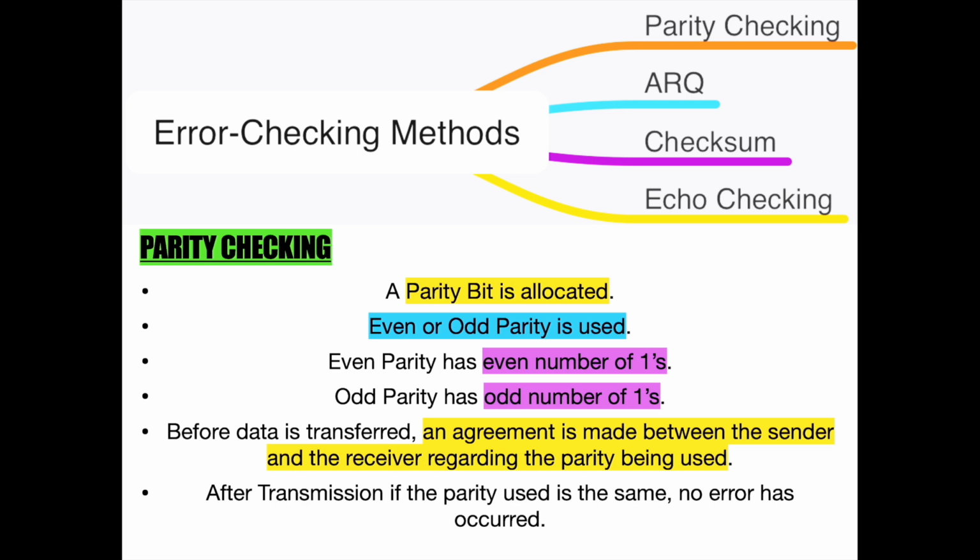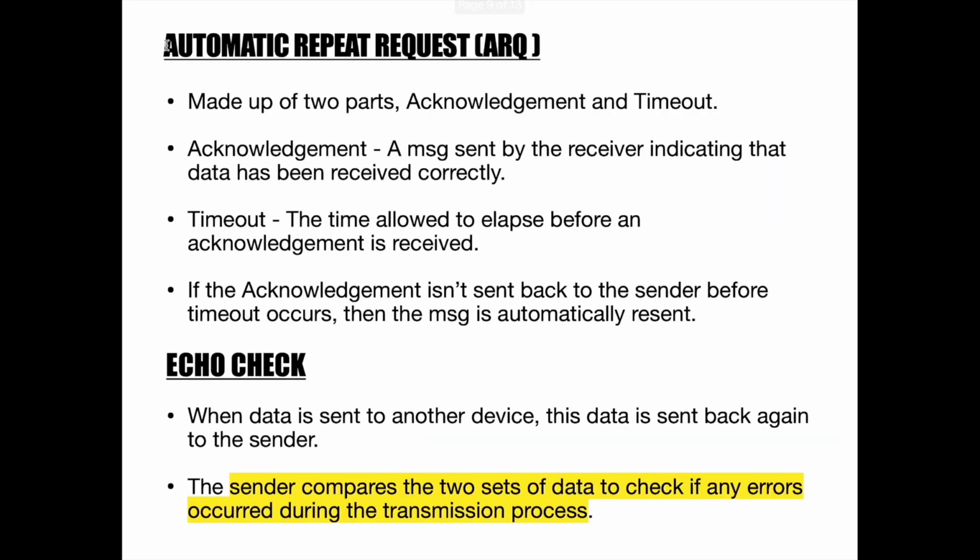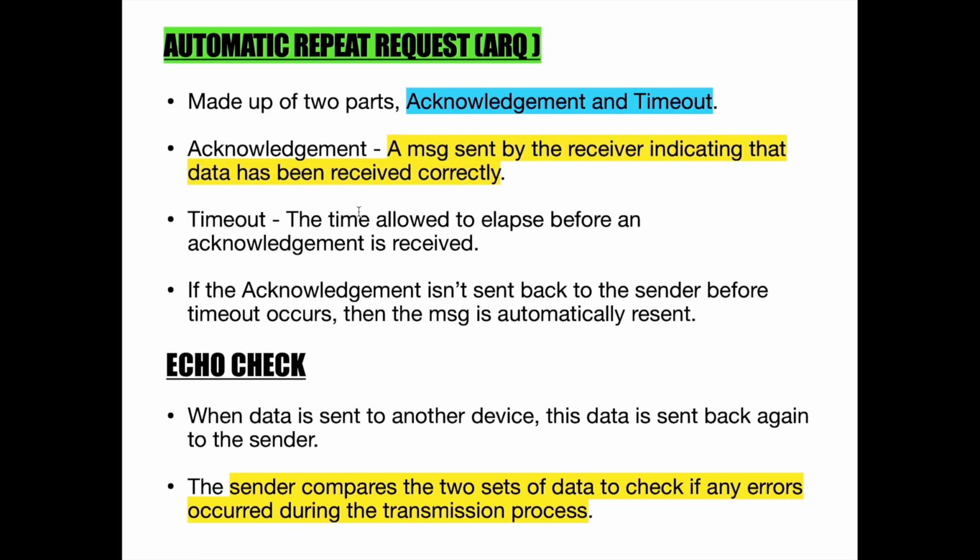The second error checking method is ARQ, or the Automatic Repeat Request method. ARQ is made up of two parts: an acknowledgement and a timeout. An acknowledgement is a message sent by a receiver to the sender, indicating that the data was received. The timeout is the time period within which the acknowledgement must be sent to the sender by the receiver. If the acknowledgement isn't sent back to the sender before timeout occurs, then the message is automatically resent to the receiver. All that was explained under this topic was a simple understanding of it.